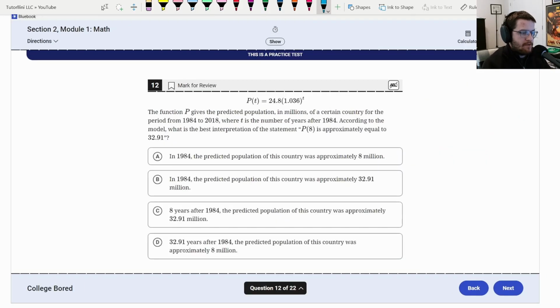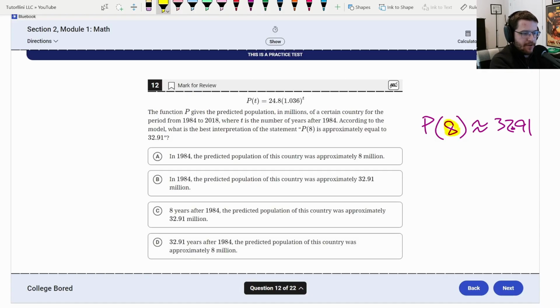Okay, question 12. So first thing I'm going to do is just write down this stuff that they kind of told us at the end of the question. So P of 8 is approximately equal to 32.91. And this is really important, guys.